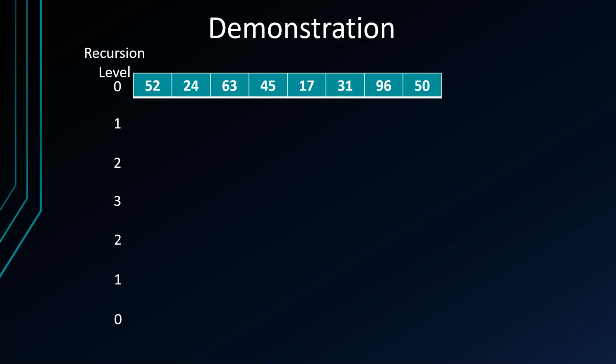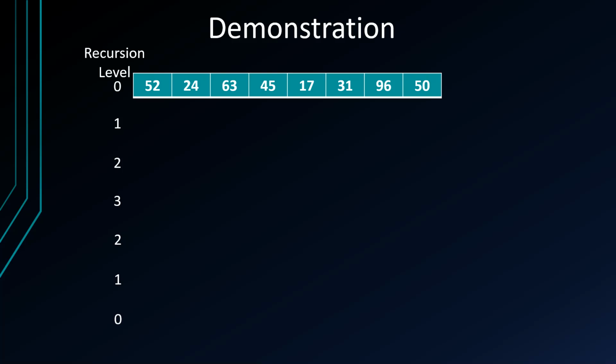Okay, so let's take a look at this. I've even written the recursion levels on the side here, and you can see that it goes 0, 1, 2, 3, and then it starts counting back up. So we can see the call stack builds up to the third level, and then it starts popping items off that call stack to get back to our original call to the sort algorithm.